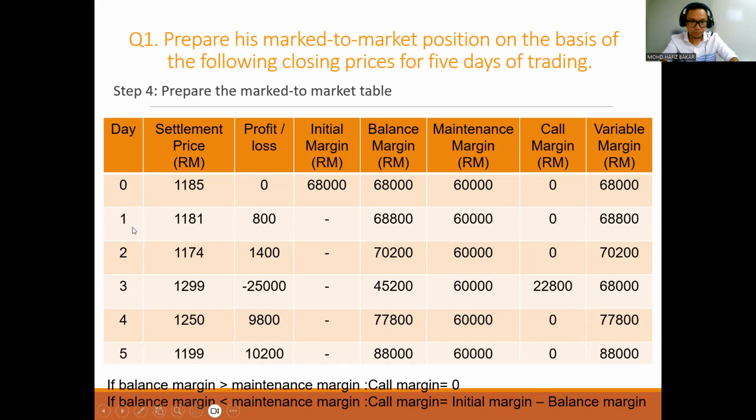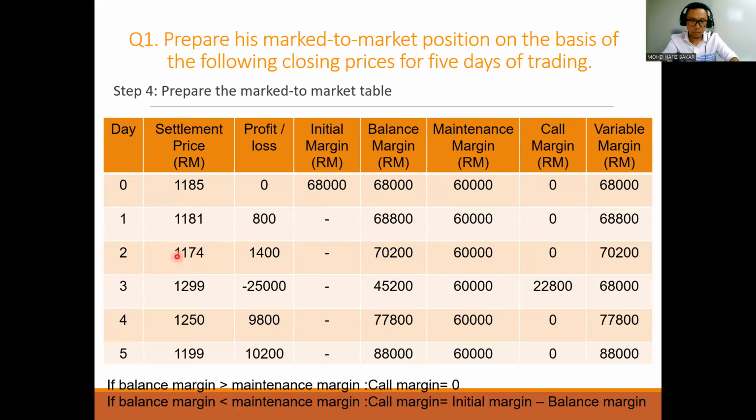Okay, for day 1, 1181 is the daily price. According to the calculation earlier, we got 800 profit. So the 800 profit plus the initial margin balance of 68,000 makes 68,800. Maintenance margin, since this is more than 60,000, there is no margin call. So the balance will be 68,800. Okay, so go to day number 2.